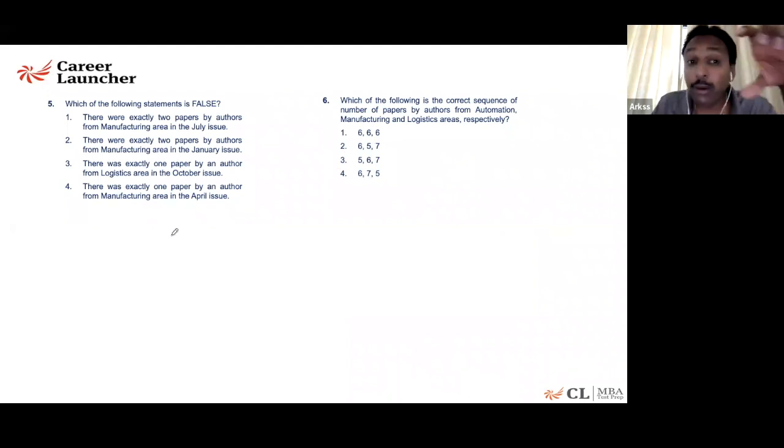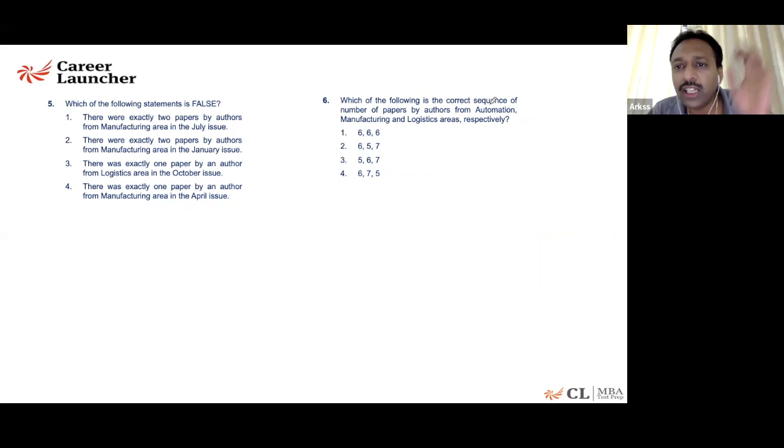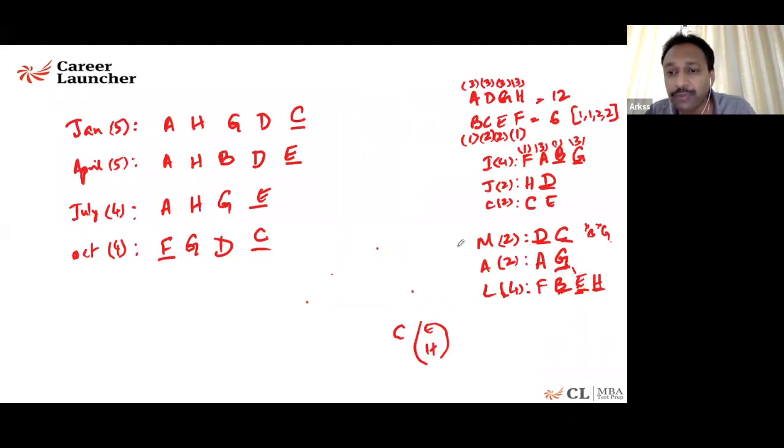Again, see, the problem with this question was not only that you solve it, you had 3 questions where you have to go back question by question. I think the last one will be easy. Which of the following is the correct sequence of the number of papers by authors from automation, manufacturing, and logistics? Number of papers. Automation, A and G. A and G is 6.